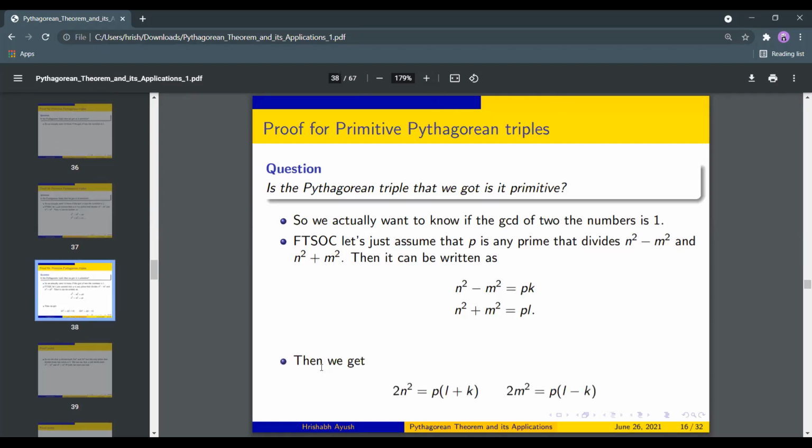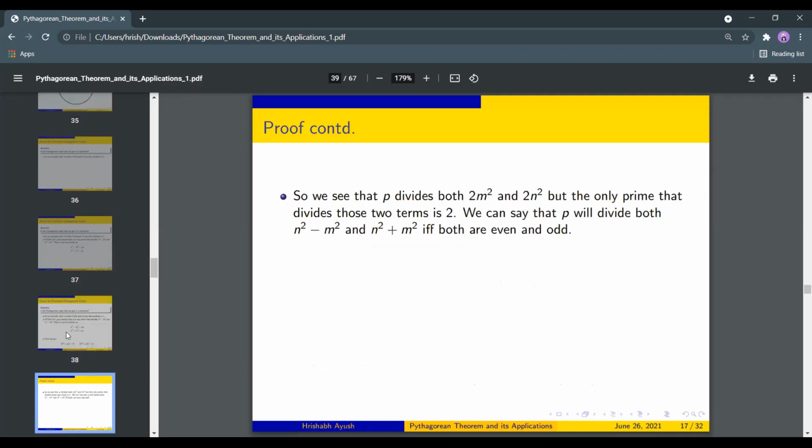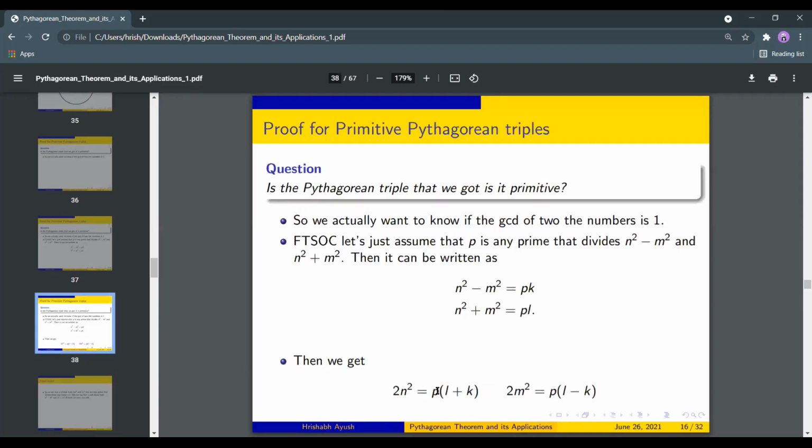So then we get 2n square. Then we add both these equations and we have this thing. So it's just manipulation and nothing clever. We'll use this in the next slides. So we see that p divides both 2m square and 2n square. So you see why? Yeah. So we get the contradiction.